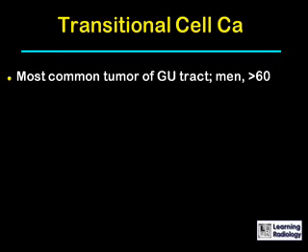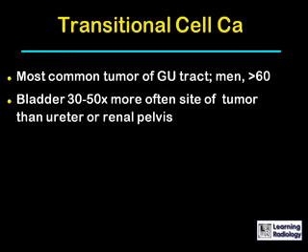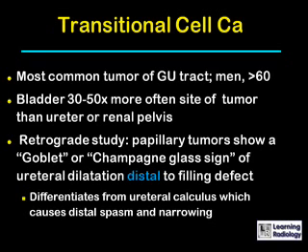Transitional cell carcinomas are the most common tumors of the GU tract, usually occurring in men over the age of 60. The bladder is 30 to 50 times more often the site of a transitional cell tumor than the ureter or the renal pelvis. On a retrograde study of the ureter, papillary tumors may show a goblet or champagne glass sign, as this case did, in which there is ureteral dilatation distal to the point of the filling defect. This differentiates a transitional cell carcinoma from a ureteral calculus, which usually causes distal spasm and narrowing.